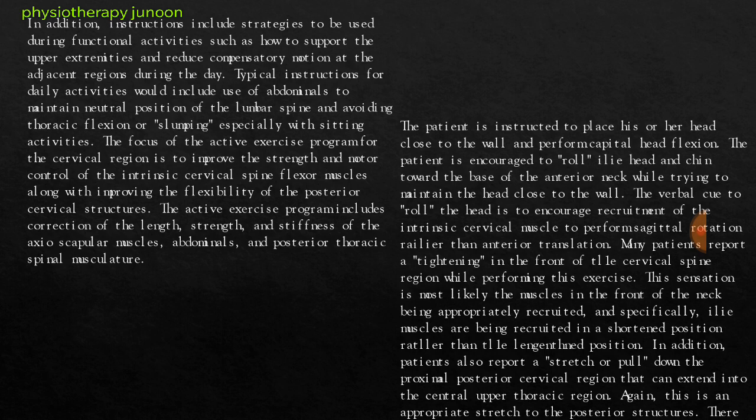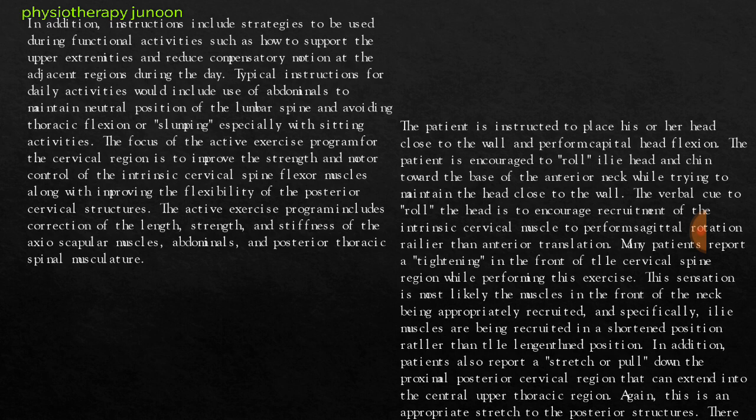perform the task. There should be no pain along the vertebral border of the scapula. You have to be cautious. So if the patient says I am having pain near the vertebral border of the scapula, then you have to stop there and again perform the movement. The patient is encouraged to maintain appropriate alignment of the adjacent regions during the movement of the cervical spine so that the adjacent regions do not hinder the movement.